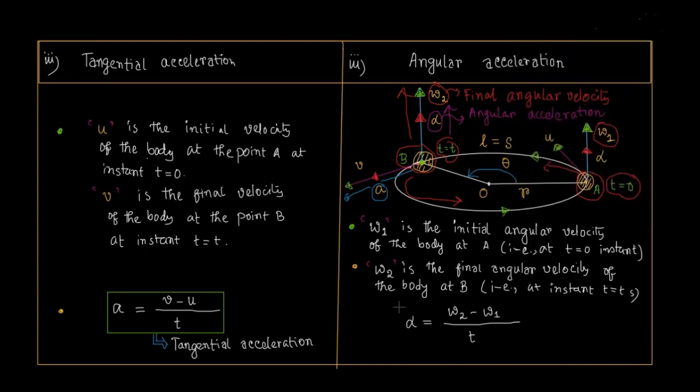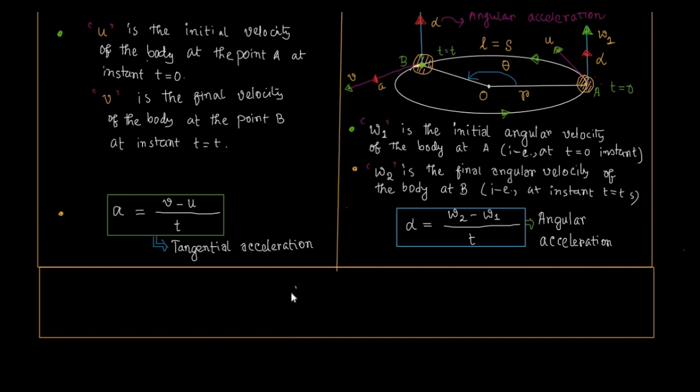Alpha is equal to omega 2 minus omega 1 divided by t, where omega 2 minus omega 1 is the change in angular velocity, which is the angular acceleration of the body revolving in circular orbit anti-clockwise. And here A is equal to alpha into r, that's why vector A is equal to vector alpha cross vector r. That is, the tangential acceleration vector is the cross product of the angular acceleration vector and the radius vector.